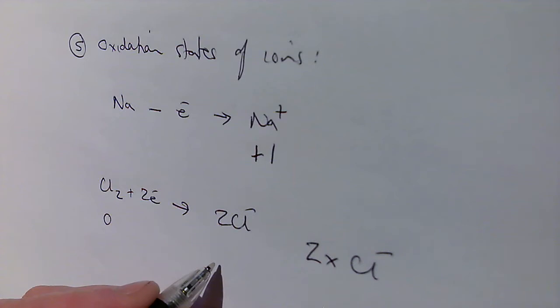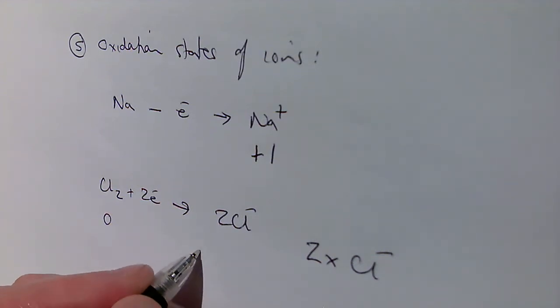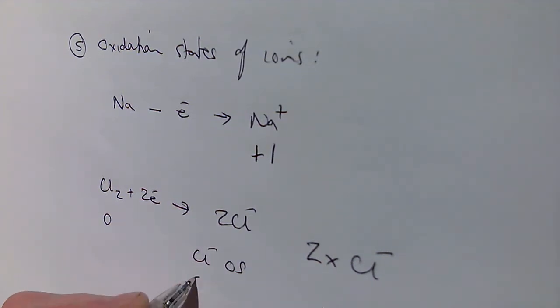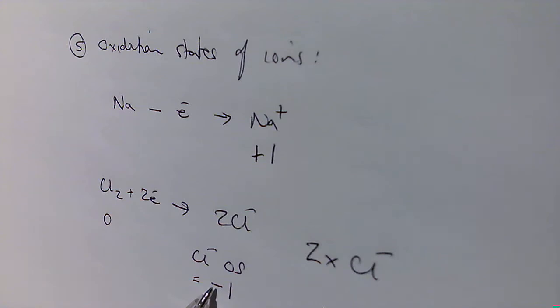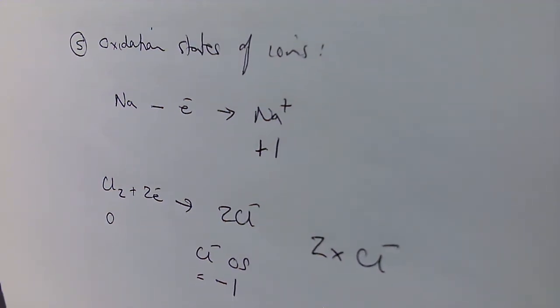So the oxidation state of the chloride ion, Cl-, equals -1, because each chlorine atom has 1 more electron than proton.